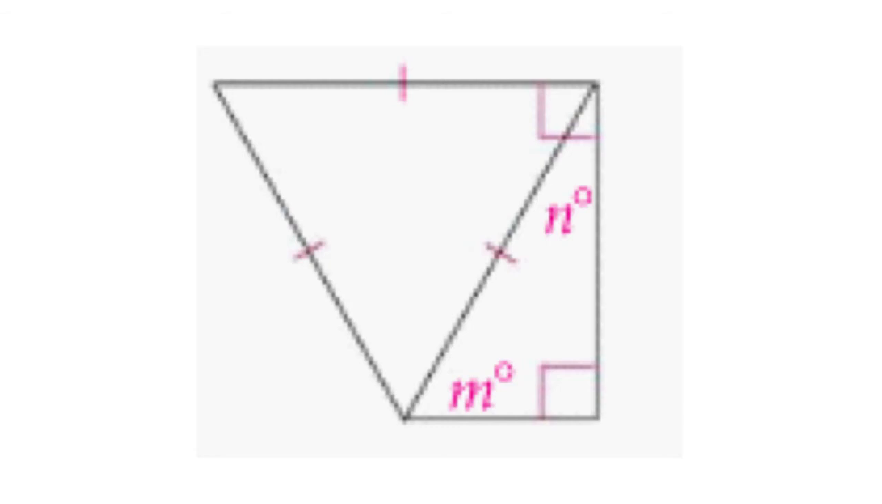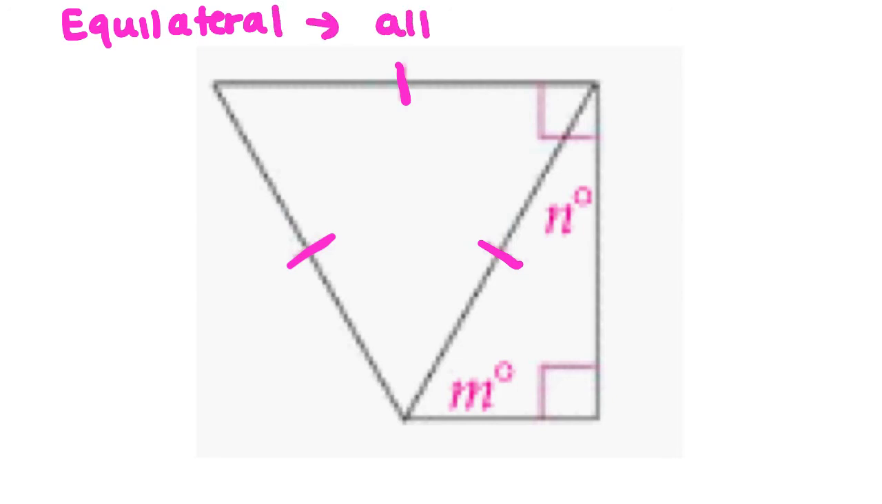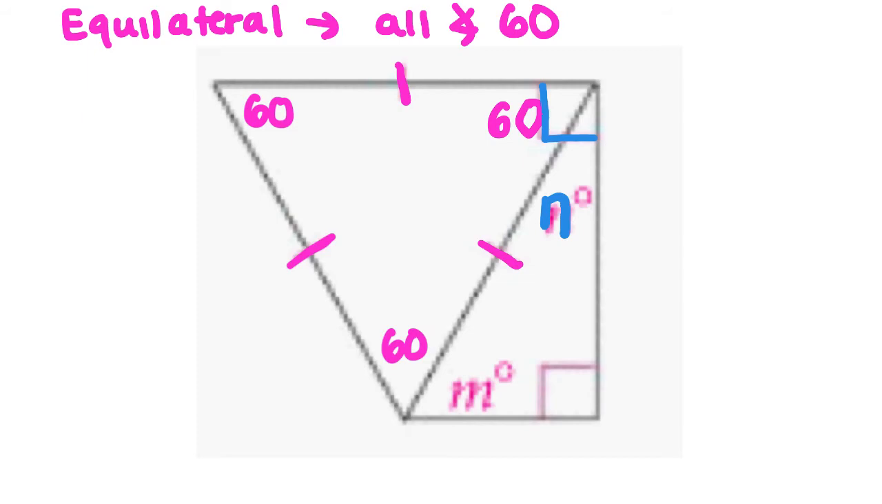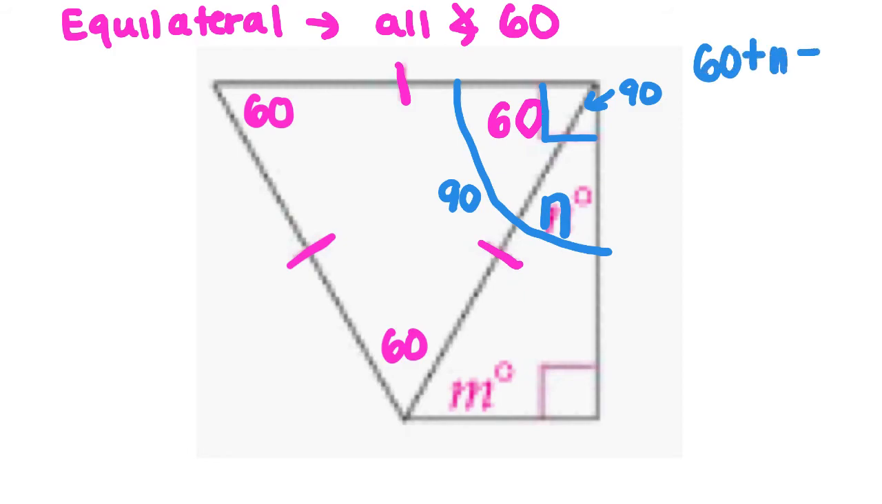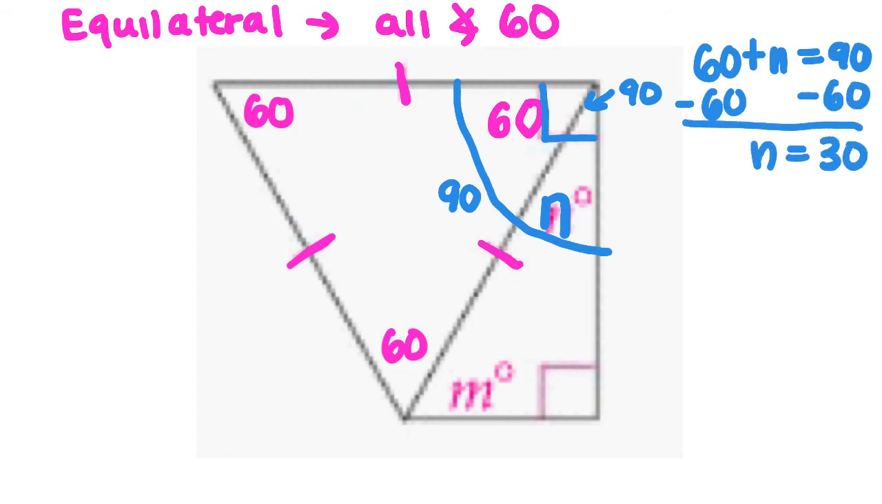Now for this first triangle, we have that all the sides are congruent. And because all the sides are congruent, this means that it's equilateral. So we can assume that all angles are 60 degrees. This means this is 60, this is 60, and this angle is also 60. Now we know that this angle is n, and what I don't know is the big angle. However, this arc right here means that this angle is 90. So using angle addition, 60 plus n should equal 90. So if I subtract 60 from both sides, I would get n is equal to 30.